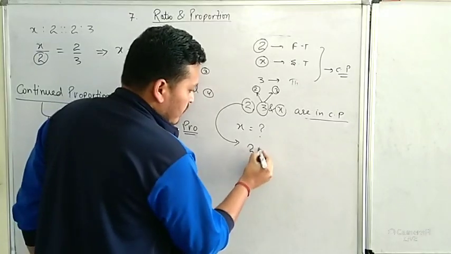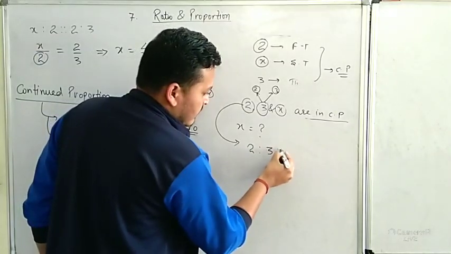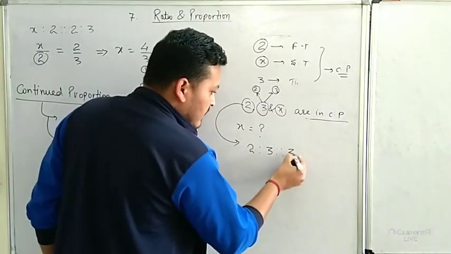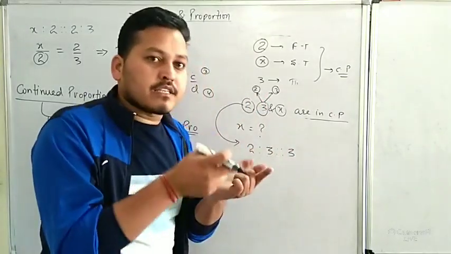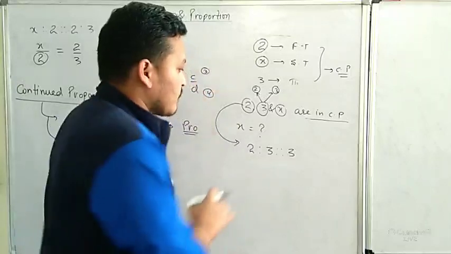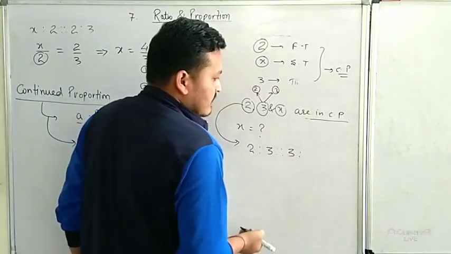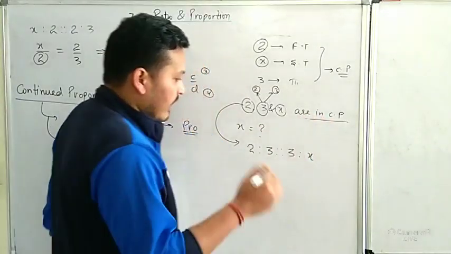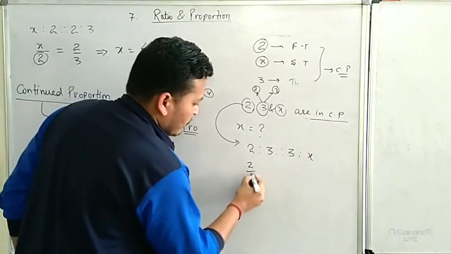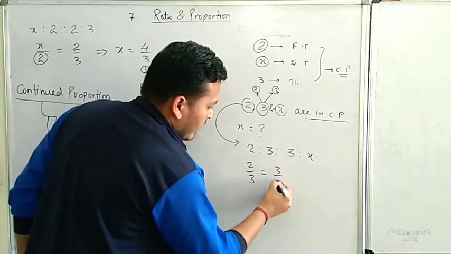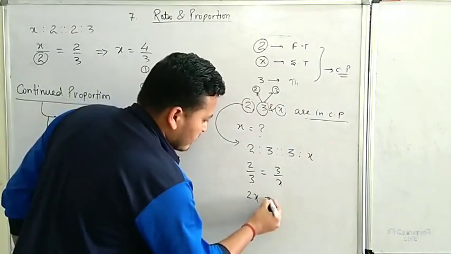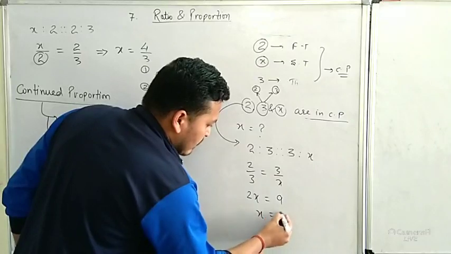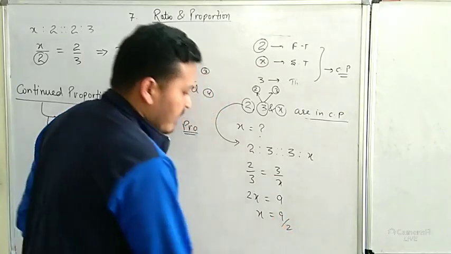Okay, so 2 ratio 3, then sign of the proportional. Then again 3, because the second place 3 is coming, so it will come on the third place. So again 3 and ratio, what is the last? X. So arrange in the form of the ratio, so 2 upon 3 is equal to 3 upon x. So then find the value of x, cross multiply, so 2x is equal to 3 3 9, so x is equal to 9/2.